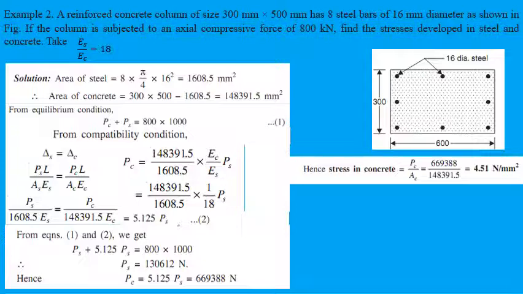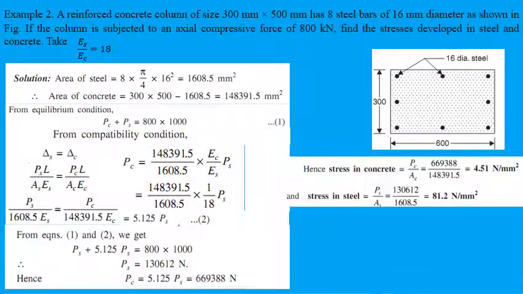So the load on concrete is 669388 divided by area of the concrete. So we calculated 148391.5. After simplifying, we got stress induced in the concrete 4.51 Newton per millimeter square. Whereas stress induced in the steel is equal to load on steel by area of the steel. So load on steel is 130612 divided by area of the steel, 1608.5. After simplifying, we got 81.2 Newton per millimeter square.